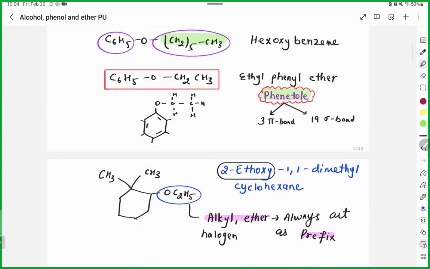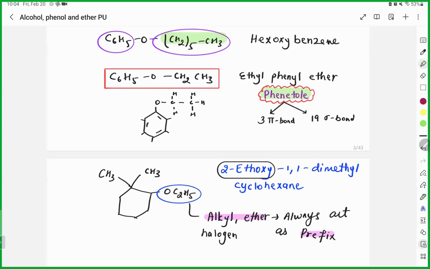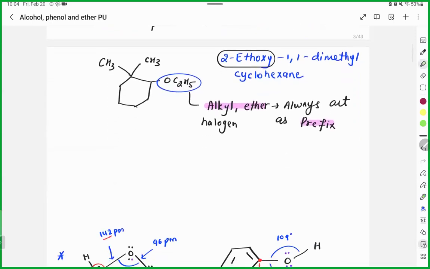So one question was asked in JEE, what is the number of sigma and pi bonds in case of phenetol? So what you see, if you know the name of the phenetol, ethyl phenyl ether, then you know phenyl has 3 pi bonds. That's why there will be 3 pi bonds and remaining will be sigma. Sigma bonds you can count. Any doubt, guys? And all these IUPAC names are given in the NCERT.